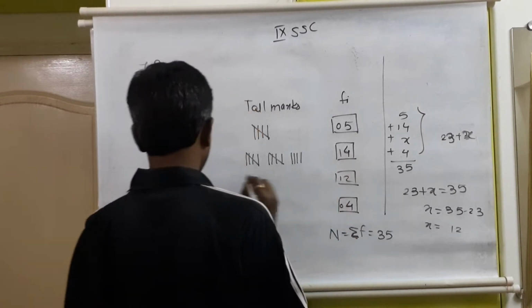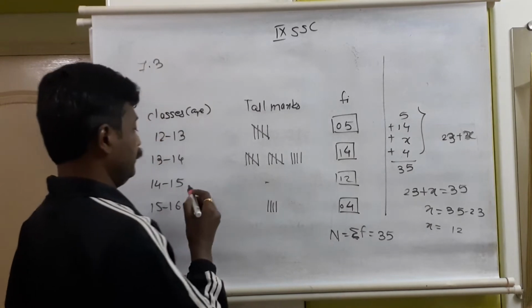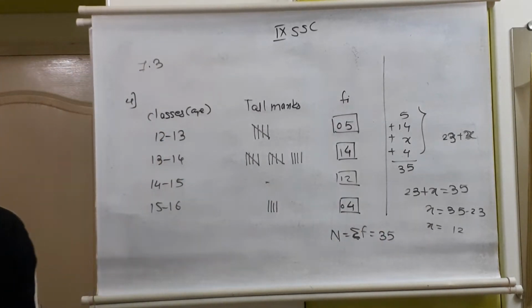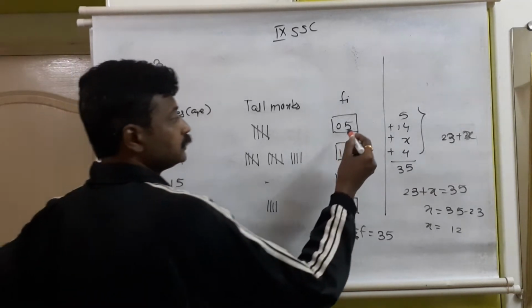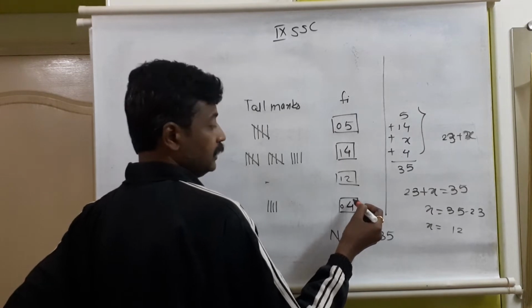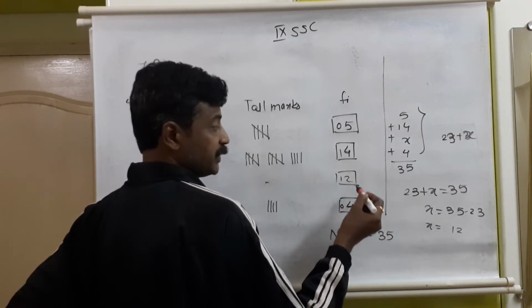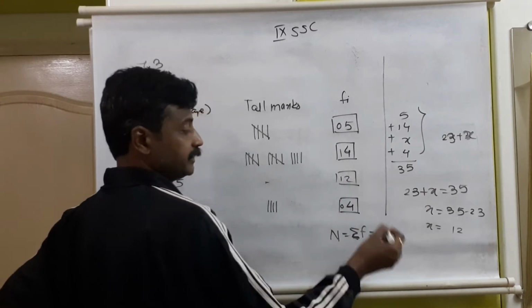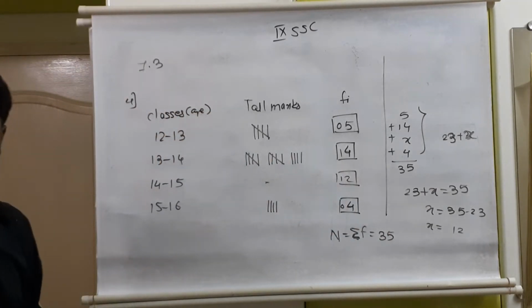The next fill in the blank, the frequency for the class 14 to 15, will be equal to 12. The addition of all these should be equal to 35. So 14 plus 5 is 19, 19 plus 4 is 23, 23 plus 10 is 33, plus 2 is 35. So the total is matching. So 12 is the correct answer.